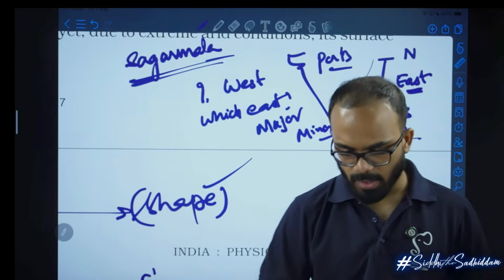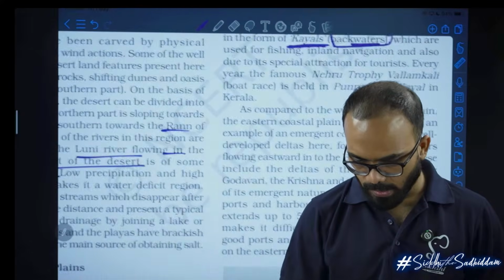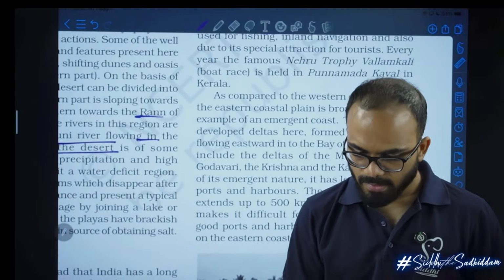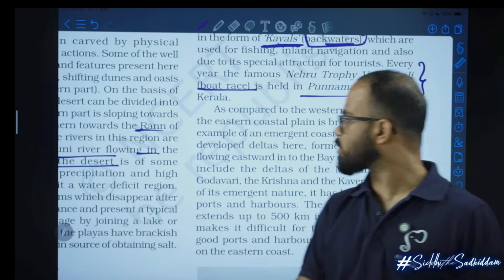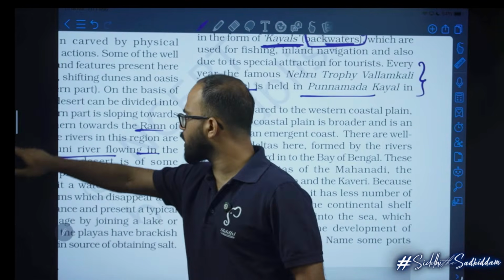Yes, New Mangalore port, I missed it. So New Mangalore port. Okay. Then the boat race that is there, this they can ask you in culture part. So those who are from Kerala, you might know this already.